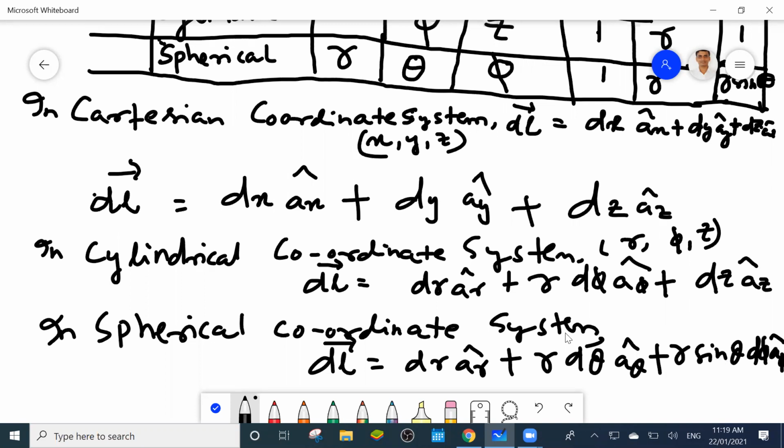This is very important, the spherical coordinate system. If you understand these things, I think you can score an O grade in electromagnetic theory, if you understand just these things. Again, I am repeating: if you have any doubt, you can ask now. This is very important, the elementary length in the three coordinate systems. Any doubt? I am asking repeatedly.